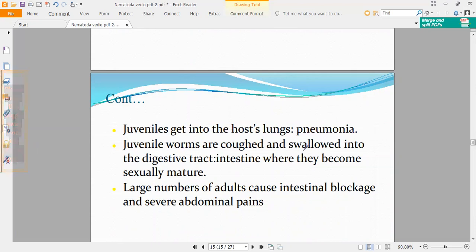Juvenile worms are coughed up and swallowed into the digestive tract, the intestine, where they become sexually mature.